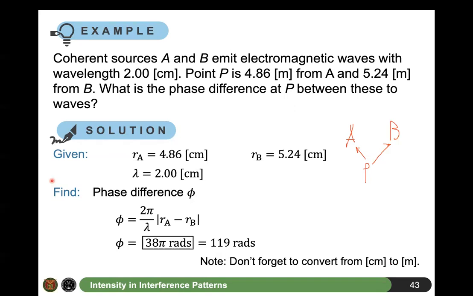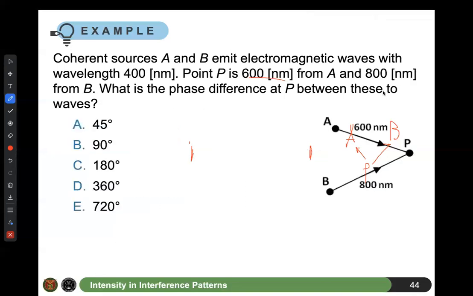Okay? Remember, do not forget to convert from centimeters to meters. Okay? Kasi yung wavelength natin in centimeters. Yung point P is in meters. Ayan. Dami namang mali sa slide na to. So, meters yung slide. Ay, meters naman ito. Okay? Ayan, meters. Ay, dami mali sa slide. Okay?